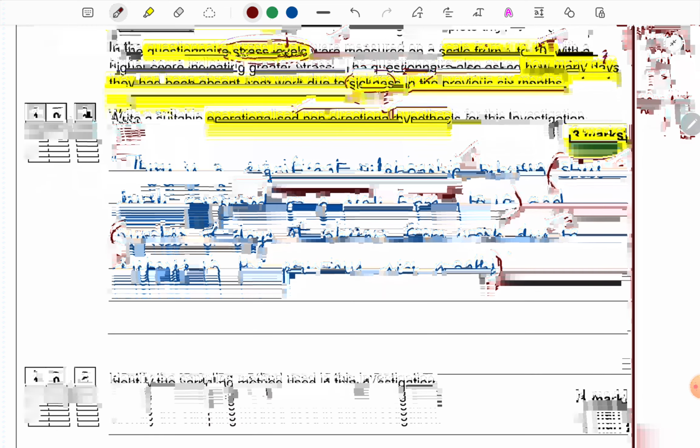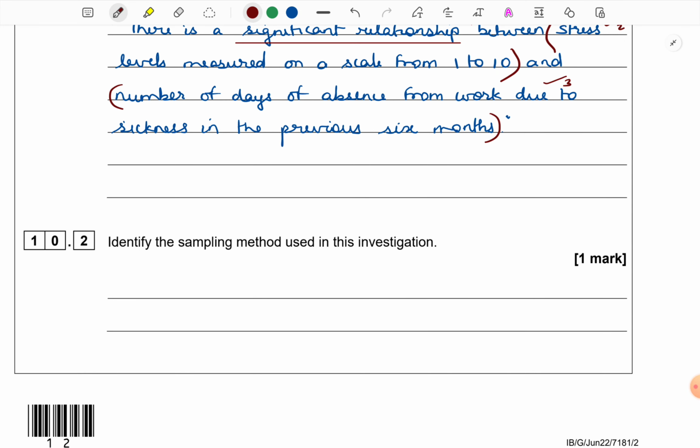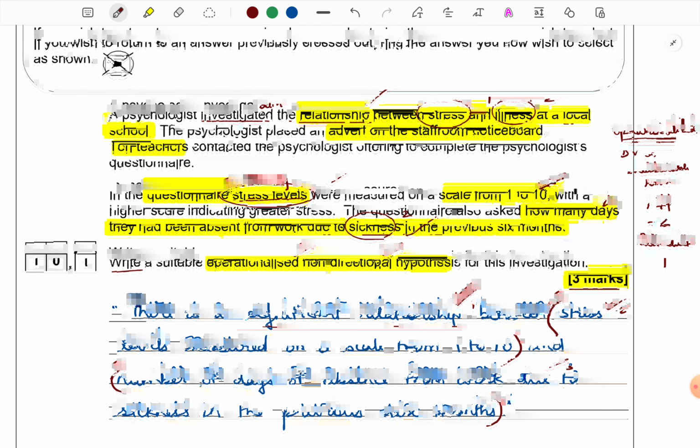Let's come to the next question. Identify the sampling method used in this investigation. It's for 1 mark and the command term is identify, means we literally have to just name the method. We do not need to explain it, neither do we need to give any strengths or weaknesses of the method. Always write according to what is expected in the question to avoid wasting your time and to show that you have examination skills more than syllabus or content related skills.